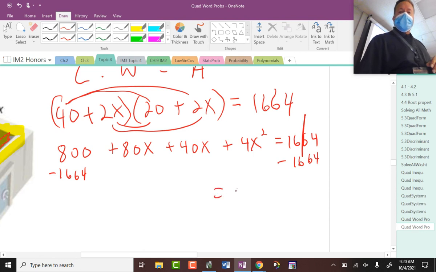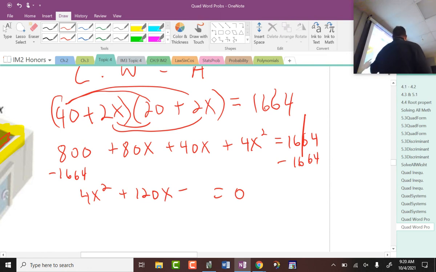Next thing I'm going to do is get this in standard form. So I'll write the 4x squared first. 80 and 40 is 120x. And then minus 800, another 800 is 1600. So this is negative 864.